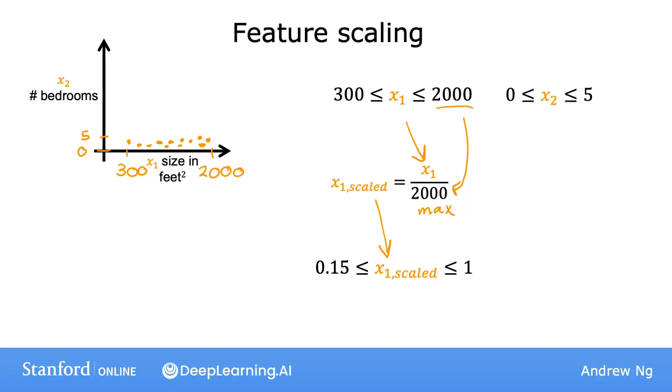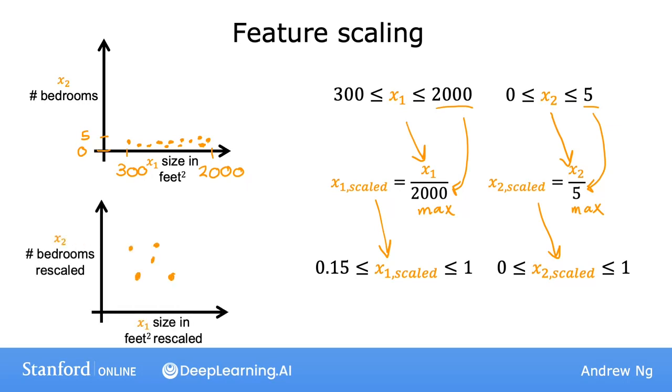Similarly, since x2 ranges from 0 to 5, you can calculate a scaled version of x2 by taking each original x2 and dividing by 5, which is, again, the maximum. So the scaled x2 will now range from 0 to 1. If you plot the scaled x1 and x2 on a graph, it might look like this.